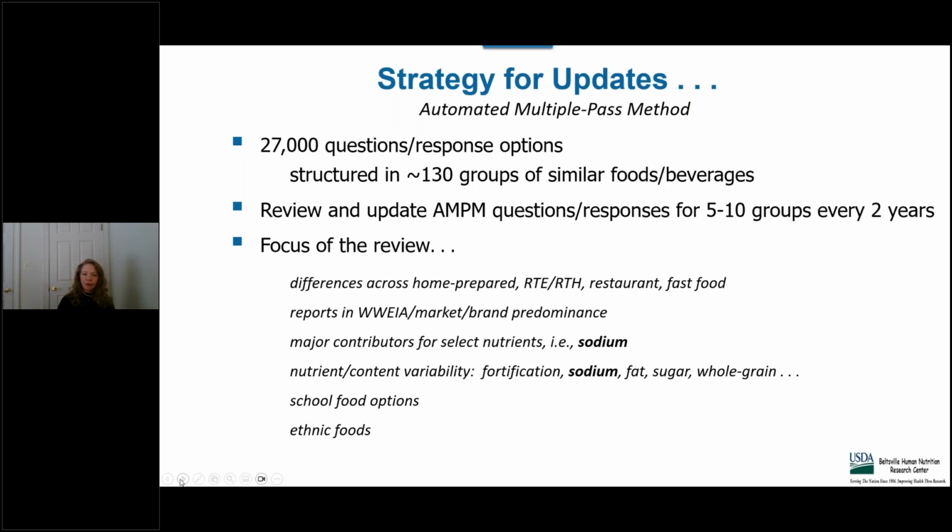And you can see we look at sodium, major contributors for selected nutrients, one of them being sodium, as well as a number of other options. Looking across the category for foods that are home prepared versus ready to eat or ready to heat from a restaurant or fast food.